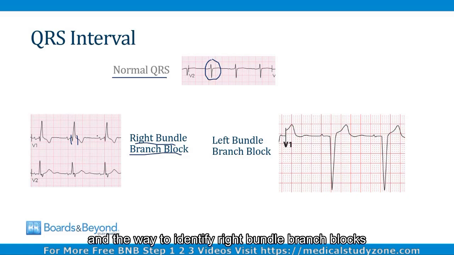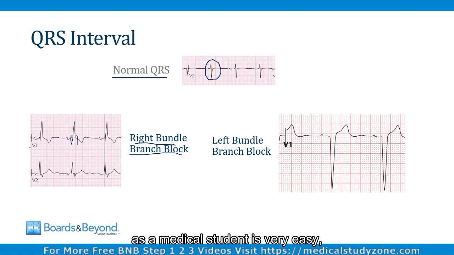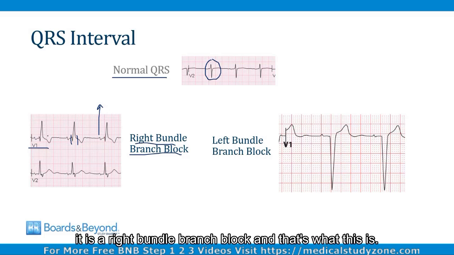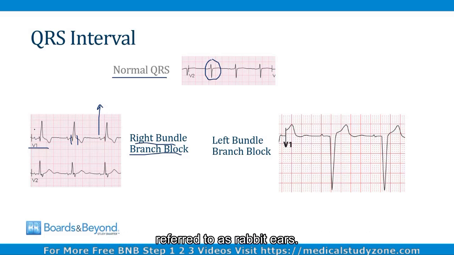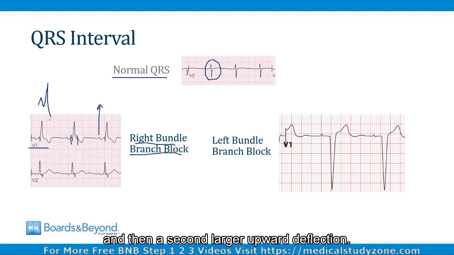And the way to identify right bundle branch blocks as a medical student is very easy. Just look at V1. If it's mostly pointing upward, it is a right bundle branch block, and that's what this is. Right bundle branch blocks always have this QRS morphology referred to as rabbit ears. There's a small upward deflection and then a second larger upward deflection.